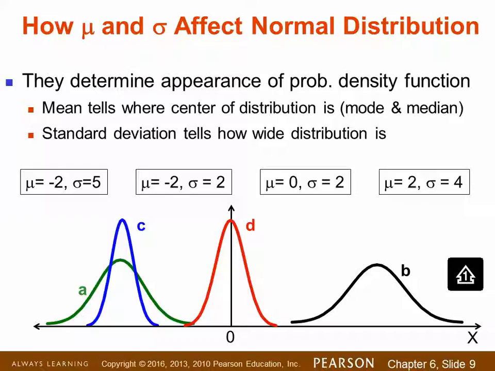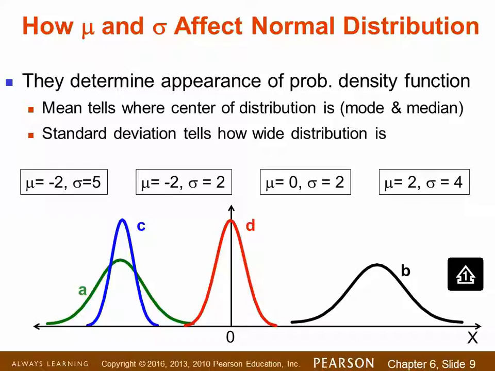I was going to say the 0 and the 2, the mean and standard deviation being 0 and 2, would be D. Bingo. I would agree, right? Because this tells me where the center of the distribution is. This guy's the center, so cross him off.